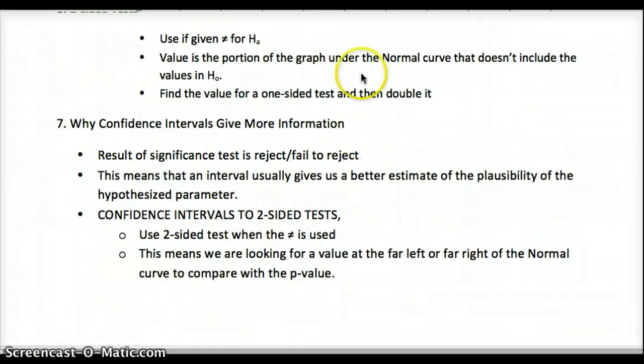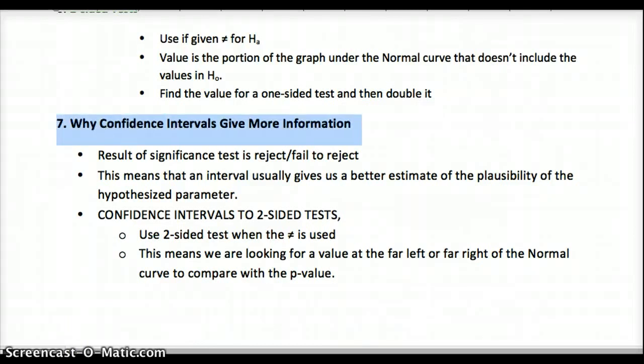So it turns out confidence intervals give us more information. We can get more information because the result of our significance test is reject or fail to reject. An interval gives us an estimate of the plausibility of the hypothesized parameter. So it gives us how far off we are in the range. Like, where's our 95% confidence interval? How far is the statistic from that? Whereas our significance test is going to tell us whether we reject it or not.